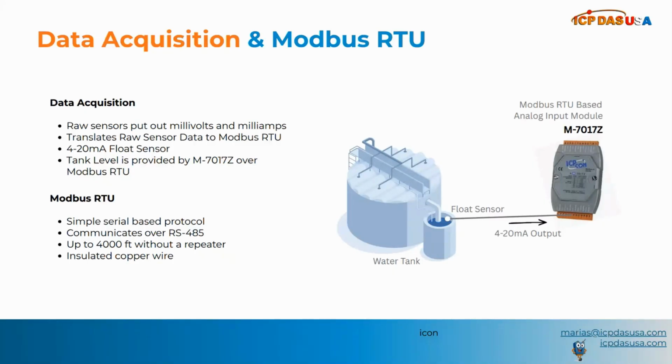M7017Z is an analog current and voltage input type Modbus RTU-based data acquisition module. Modbus RTU is a simple serial-based protocol in industrial automation that allows for reliable communication between PLCs, I/O, HMIs, and SCADA systems. It allows for communication up to 4,000 feet, which can be extended with a repeater like our I-7510. The communication travels over 2 insulated copper wires.